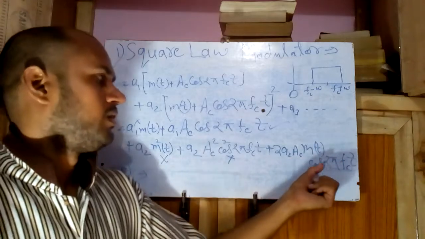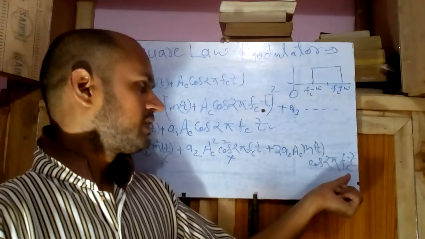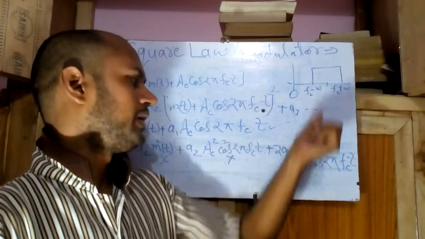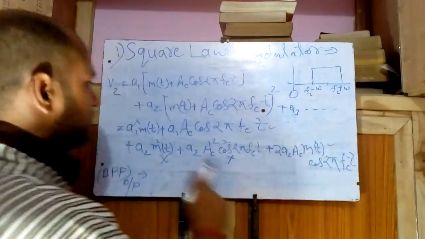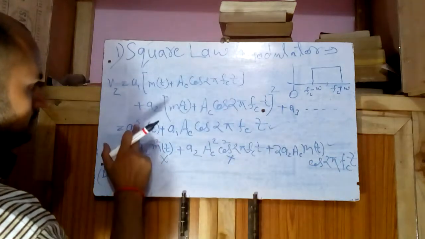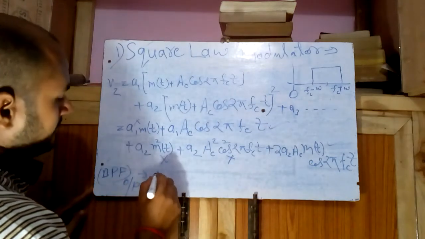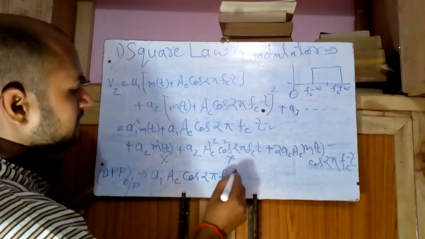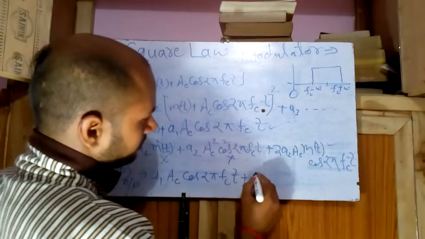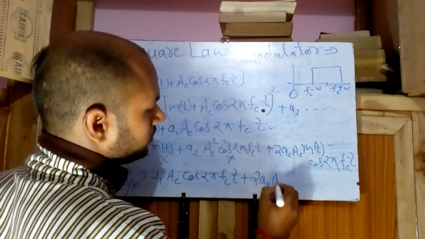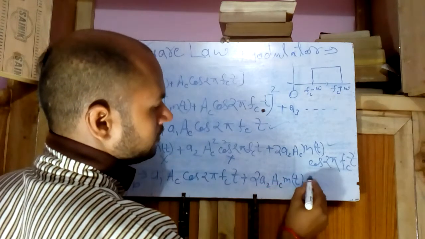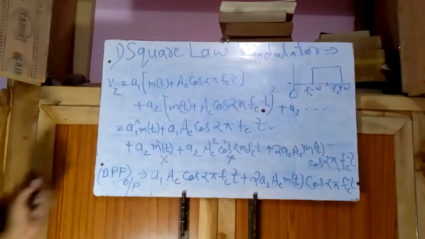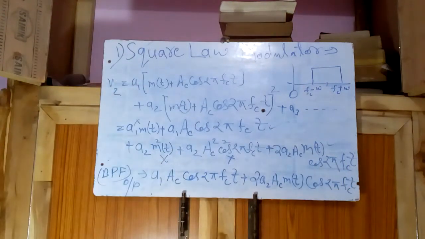It is also rejected. And in this the signal is FC plus omega and FC minus omega. Yes, it is in the range of band pass filter, so it will pass. This will pass, this will pass, and these will be rejected. Write down A1 AC cos 2 pi FCT plus 2A2 AC MT cos 2 pi FCT. This is the band pass filter output.